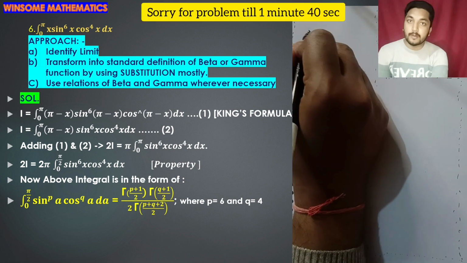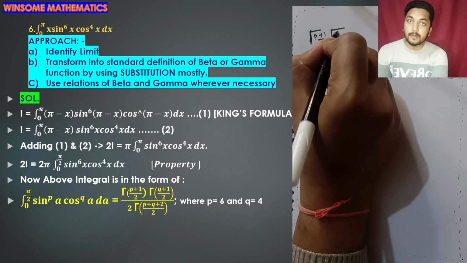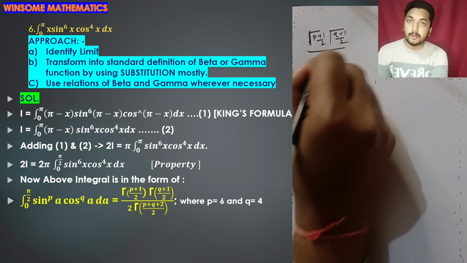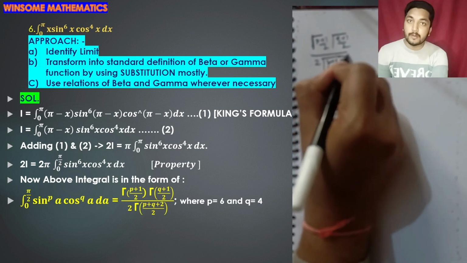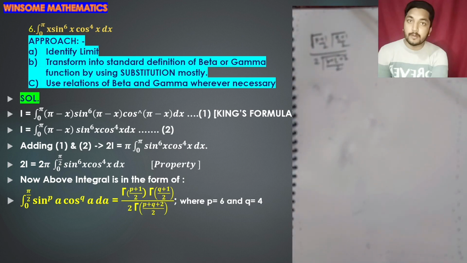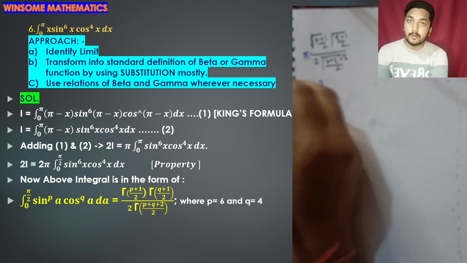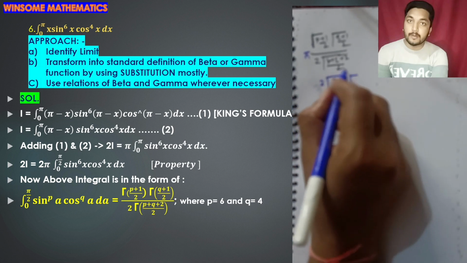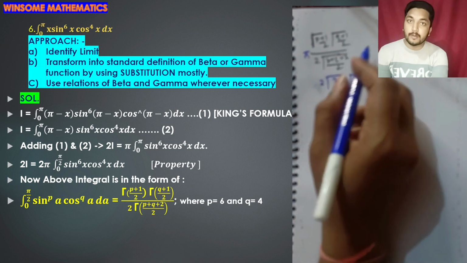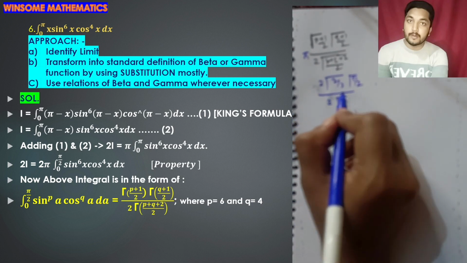Okay. So now it is very clear that we have gamma (p+1)/2 and gamma (q+1)/2, and this is 2 into gamma (p+q+2)/2. Don't worry because we know the values of p and q. p is equal to 6. So 2 and pi are also remaining because pi was multiplied. So 2 into (6+1)/2, so 7 by 2, and now q is 4, so (4+1)/2, so 5 by 2. And this is 2 into (6+4+2)/2, that is 12 by 2, that is 6.